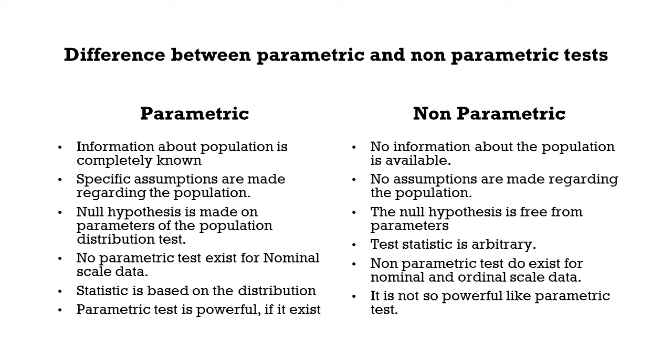If the information is not available, it is non-parametric. Now, in parametric, specific assumptions are made regarding the population. Since the data is given, you can make assumptions. In non-parametric, no assumptions are made regarding the population. In parametric tests, the null hypothesis is made on the parameters of the population distribution. But in non-parametric, the null hypothesis is free from parameters. You do not associate the null hypothesis with parameters.